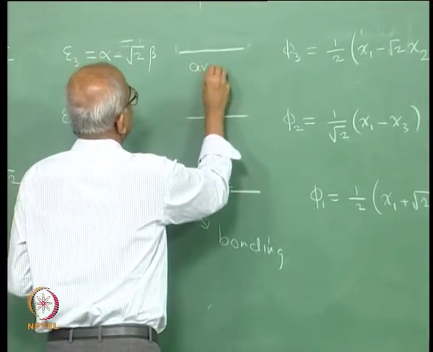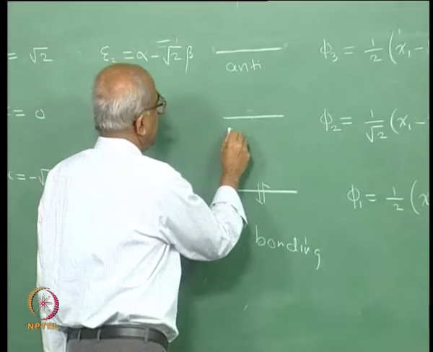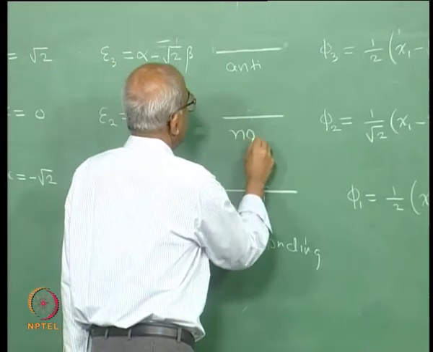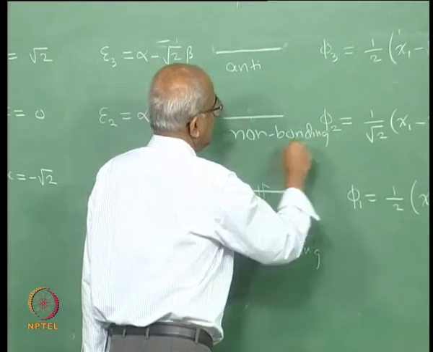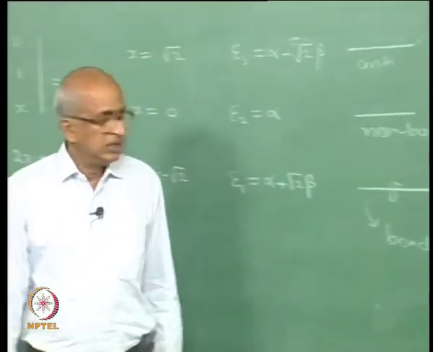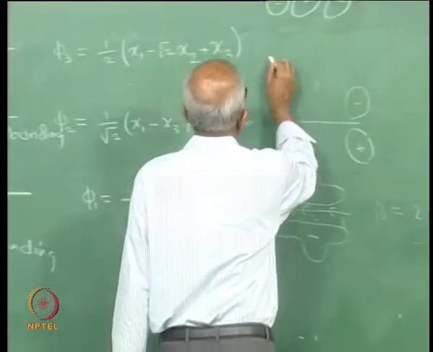This one is anti-bonding, and the middle one you refer to as non-bonding. This is not actually involved in any bond formation. Okay. And now, if I drew the third one, how will I represent it?